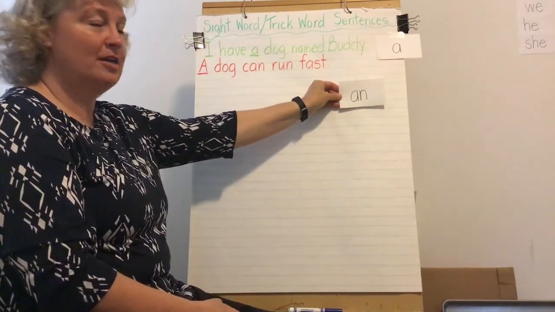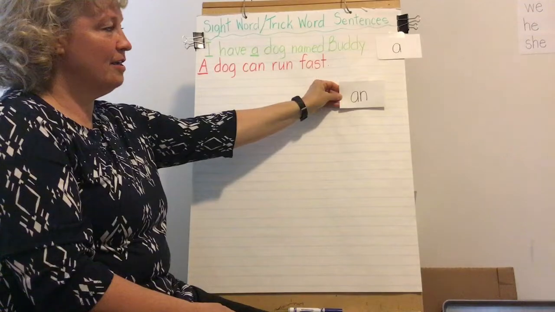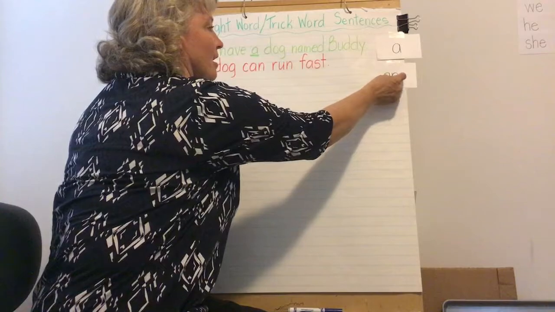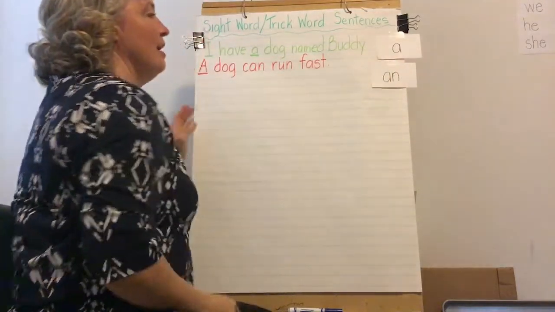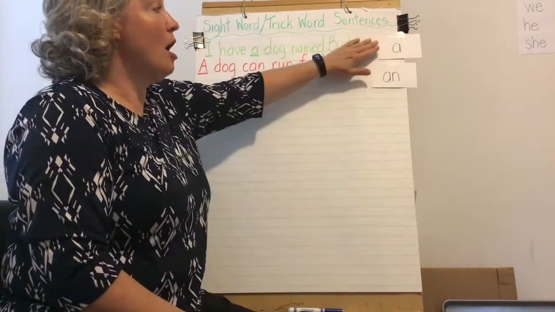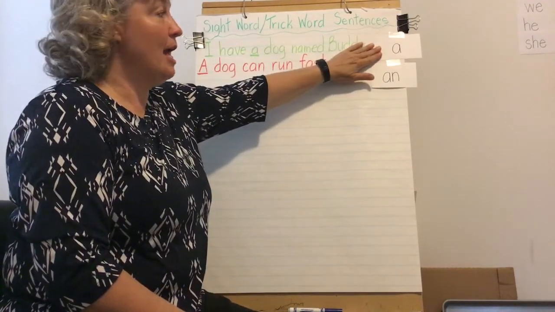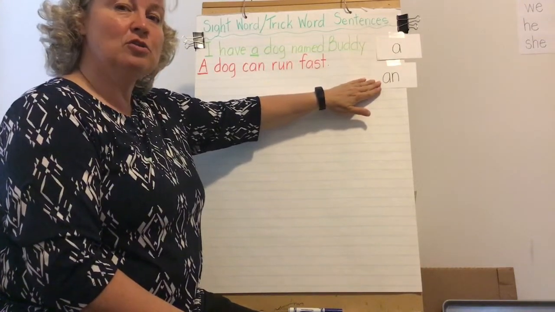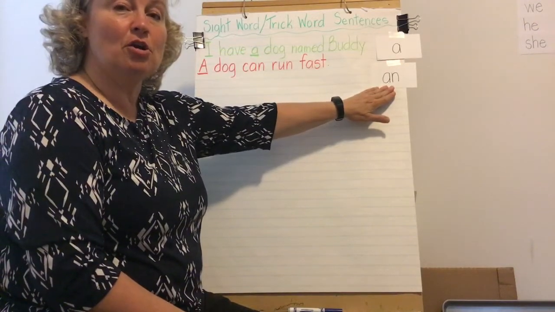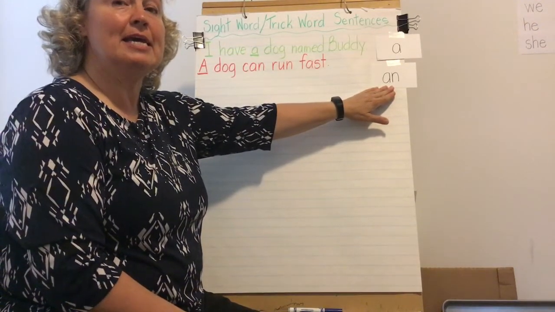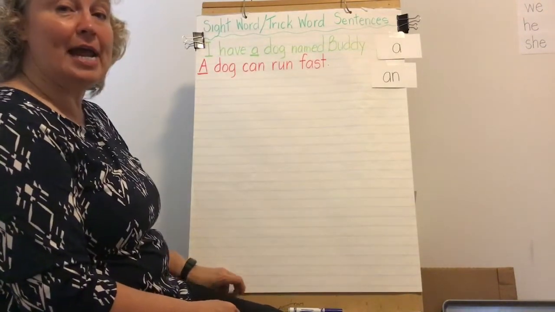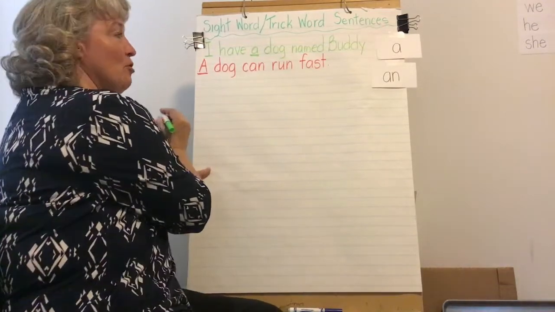See if you know that one. An. An. Now sometimes it's hard to know when you're writing a sentence when to use a or an. So here's a little trick to help you. The word that comes after an is going to start with a vowel, either A, E, I, O, or U. All right? So go ahead and you tell me a sentence for an. All right? And I'm going to write one.